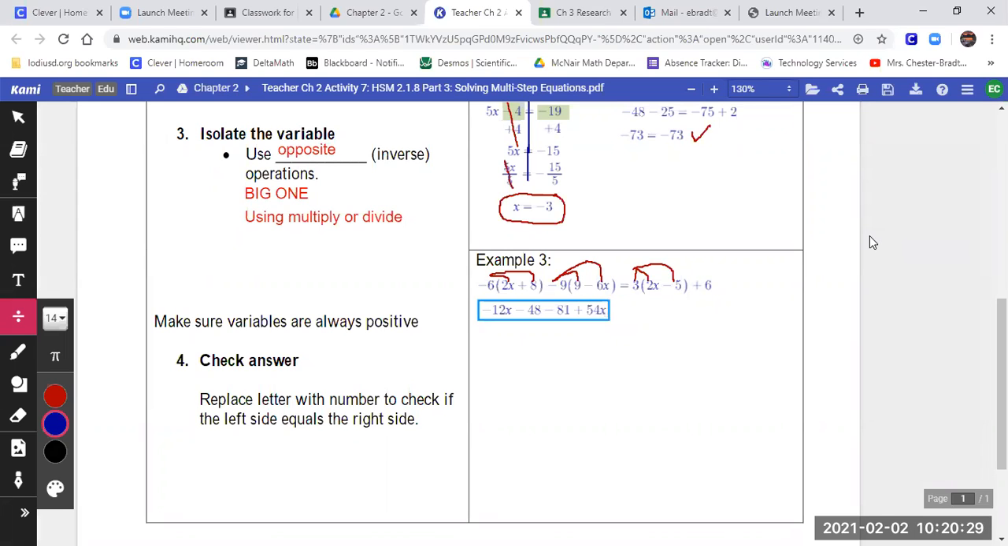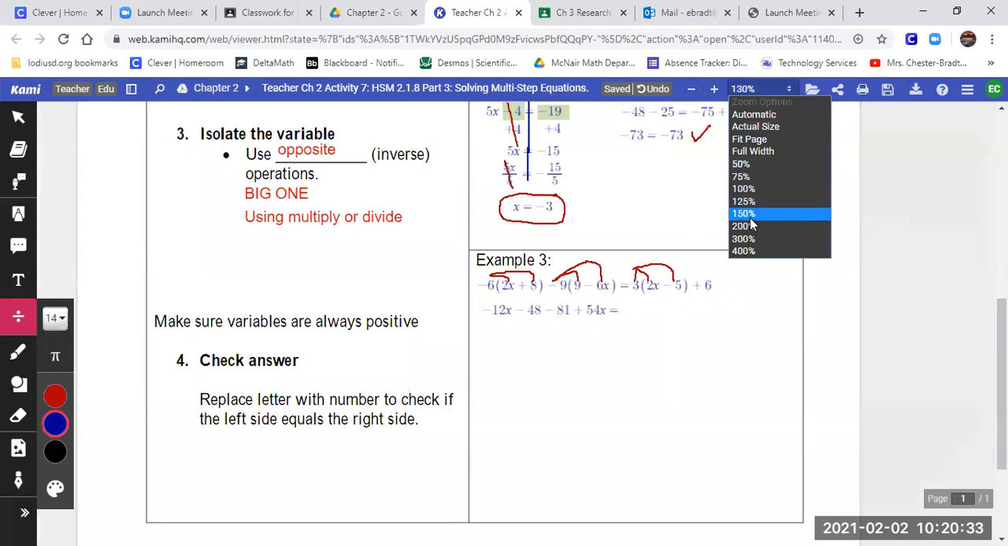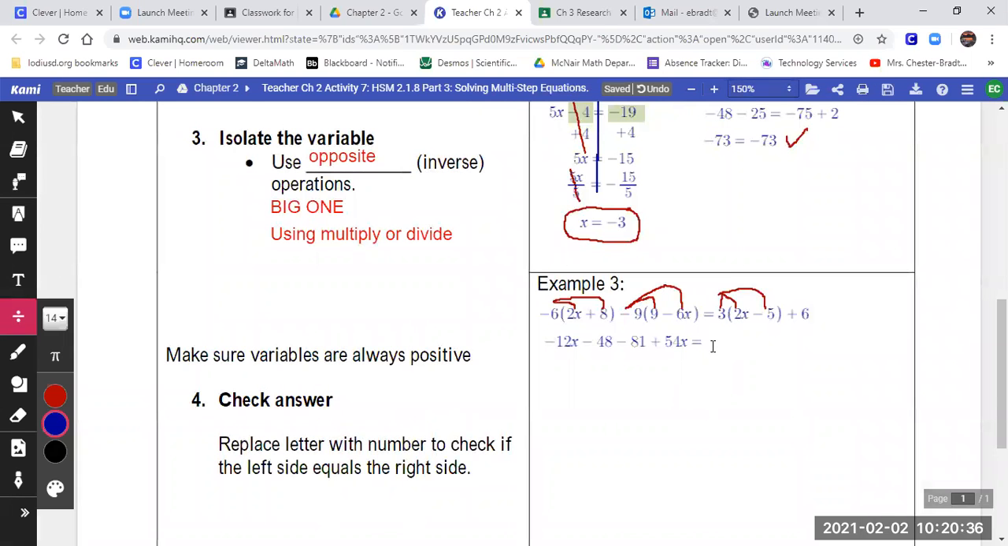54x. Other side of the equal sign now. I have a 3 times a 2x. What's a 3 times a 2x? 6x. And I have a 3 times a -5. So what do I get? -15. And I still have that +6 that's on the outside.